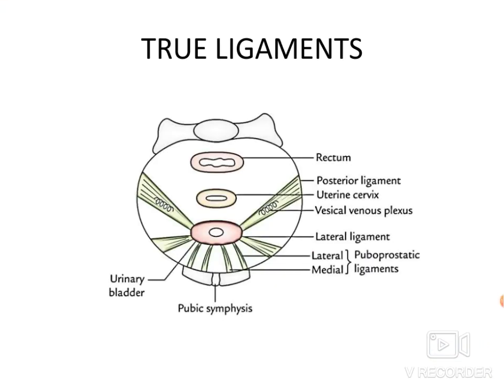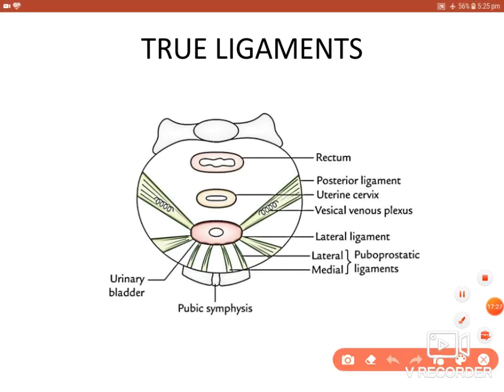Then coming to the ligaments of the bladder. There are true ligaments and false ligaments. The true ligaments are condensations of the pelvic fascia. The false ligaments are peritoneal folds. There are 9 true ligaments and 7 false ligaments.